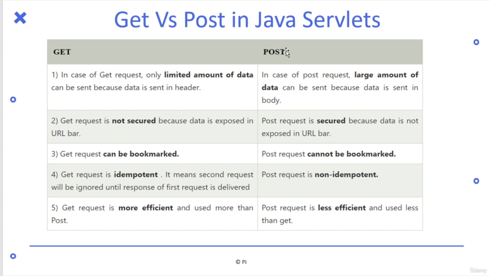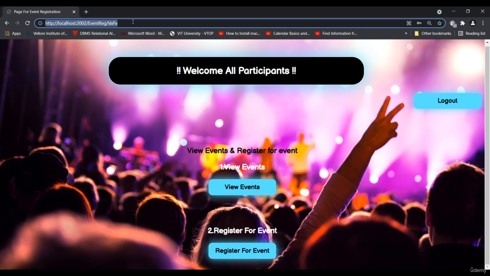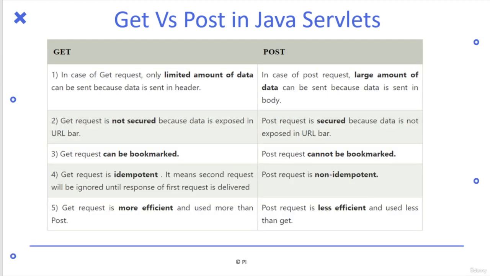Get request is not secured because data is exposed in the URL bar. As you can see, I want to store inside Chrome, let us show. It is not showing anything, your participants login or anything. But while you are using the get method, it will show everything, like your username is this and password is this. So this is a very insecure method. This is very important. The post method is very secure.